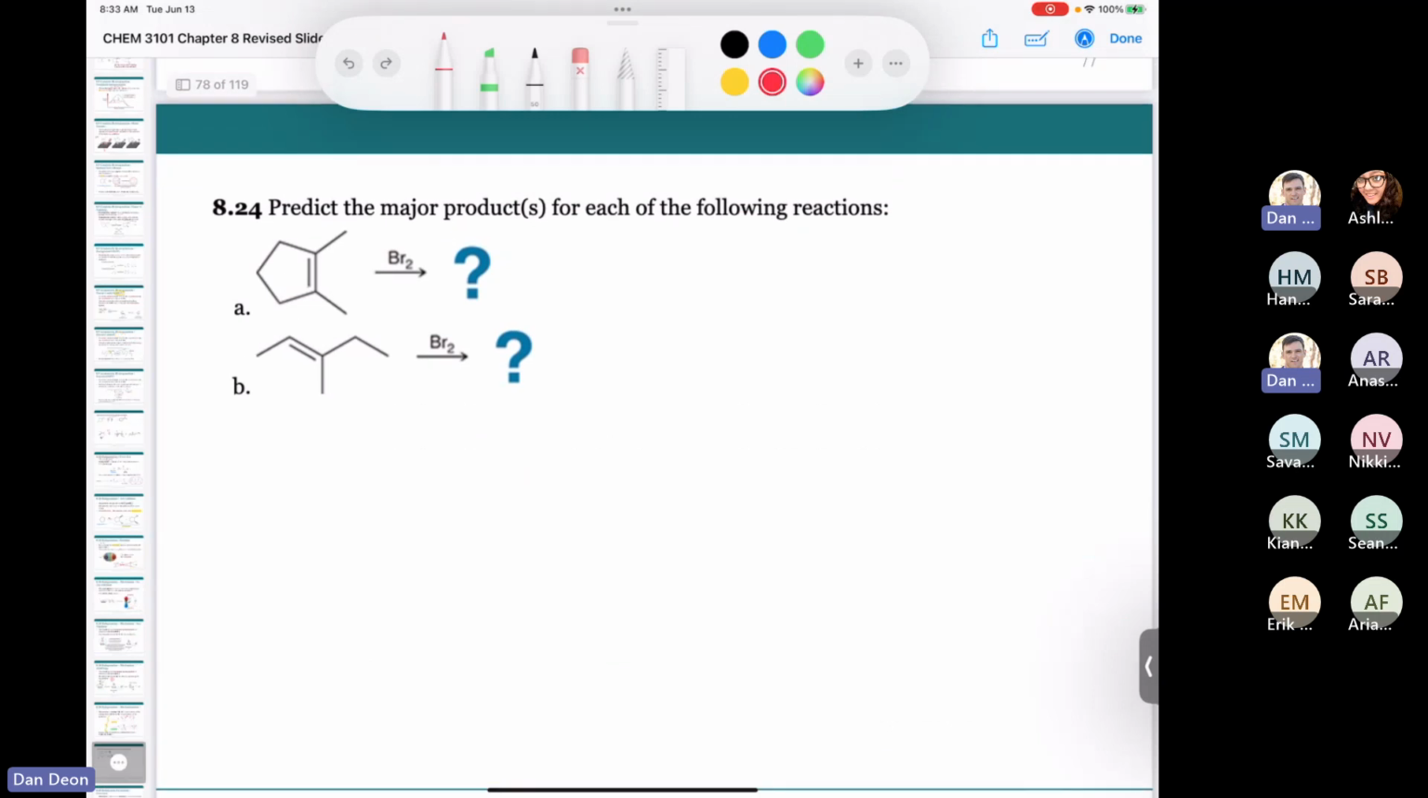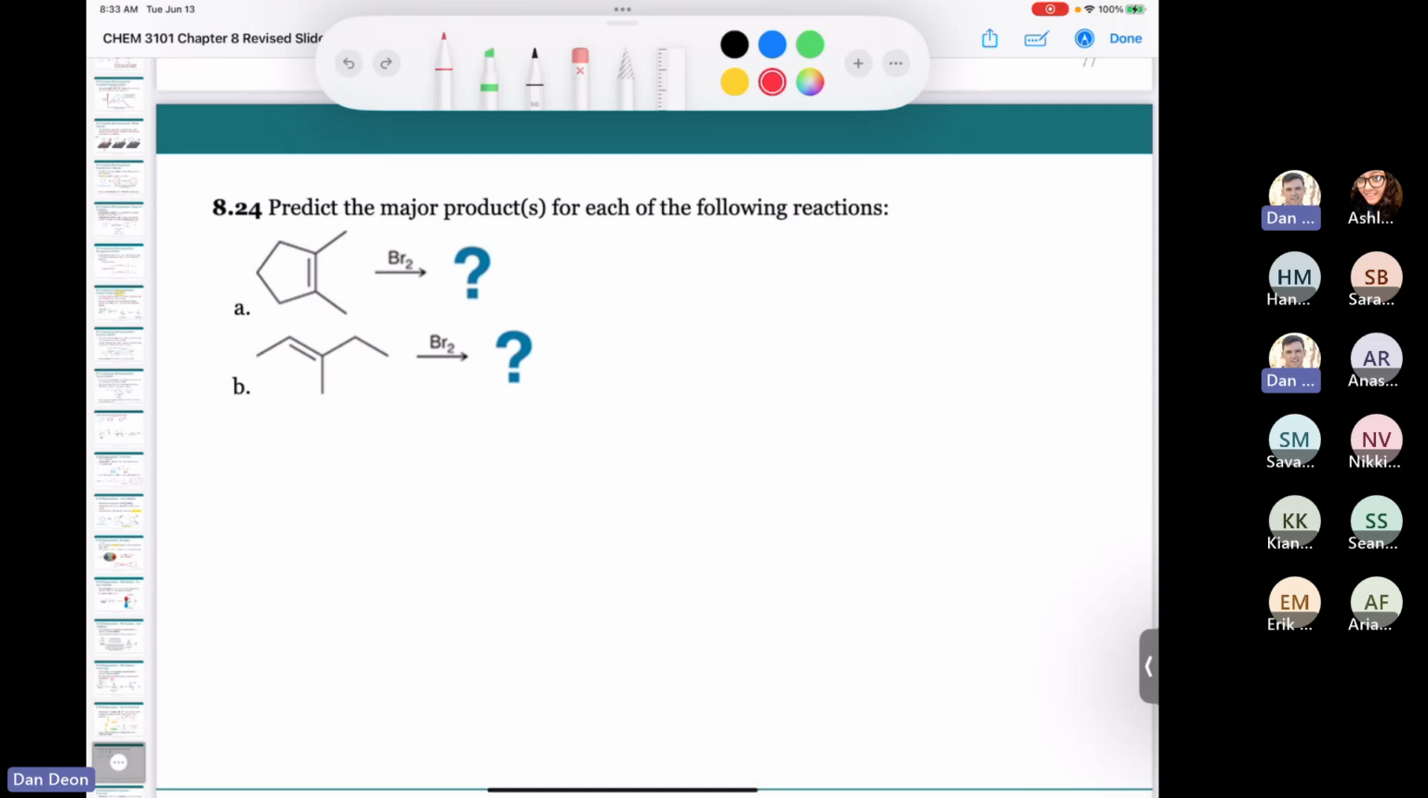Anyhow, let's see if we can make some sense out of these problems here. It's bromination. I don't even have to ask you. I know that you know that it's anti-addition. So we're going to get one bromine on one face of the molecule and the other bromine on the other face of the molecule. I'm going to give you 1 second to look at it.